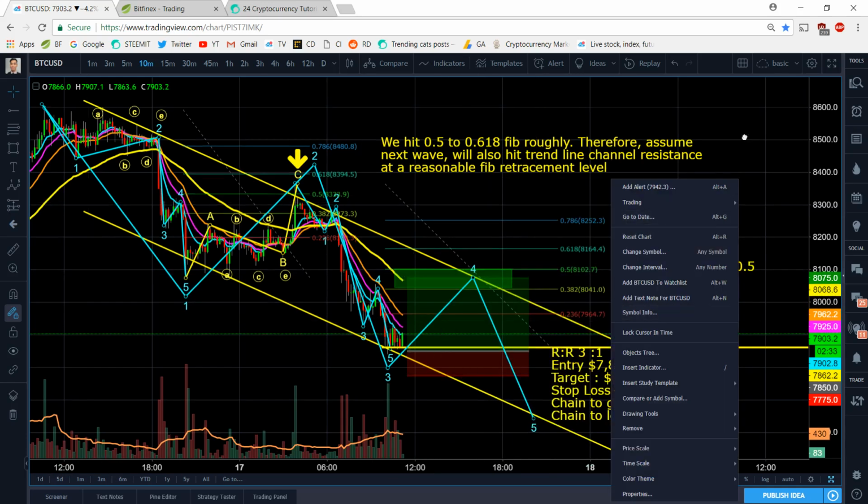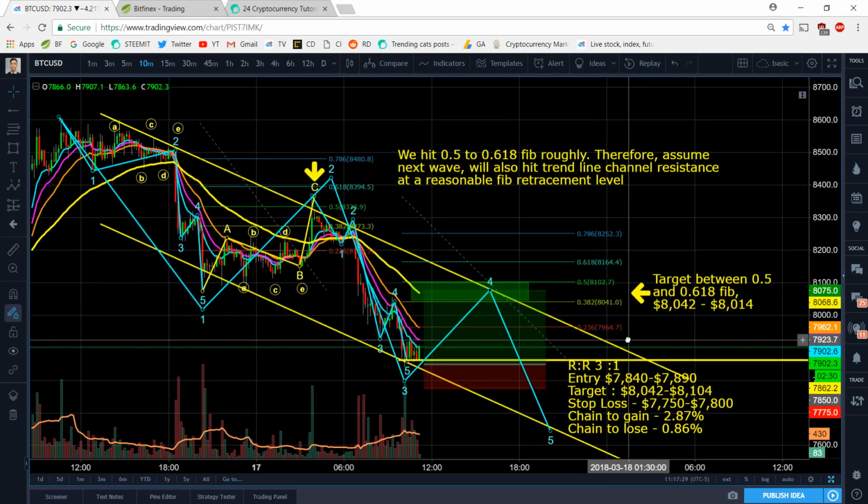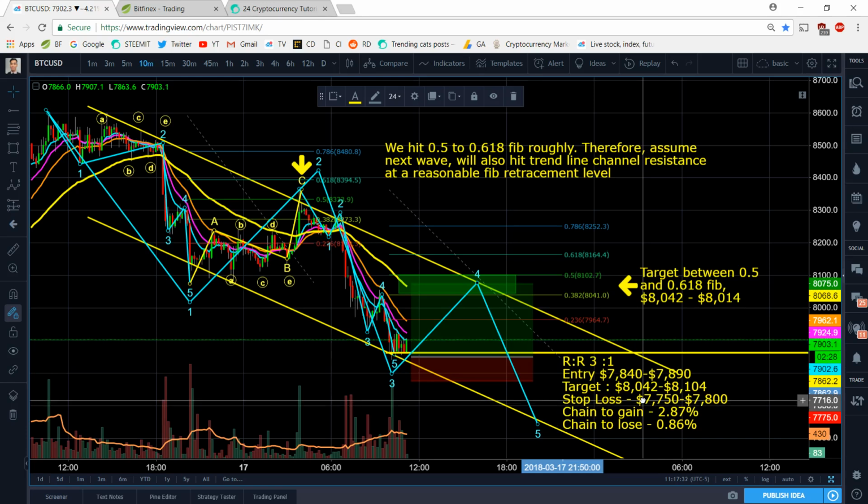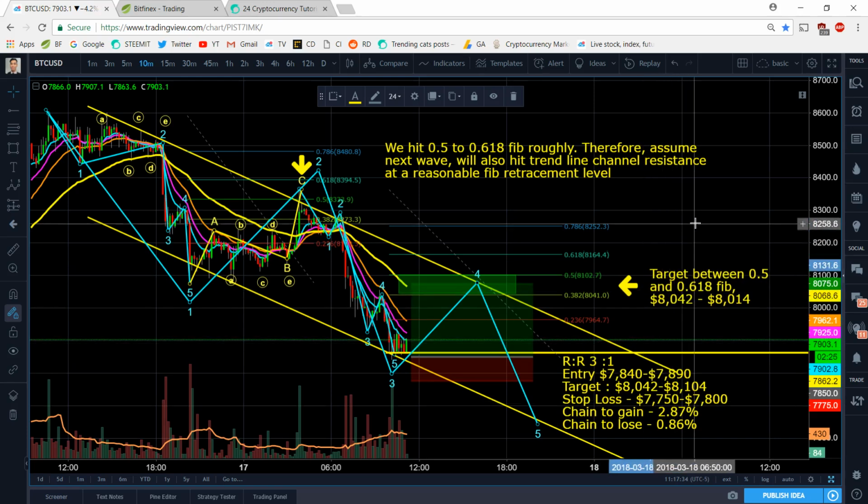So good luck if you decide to take this trade setup. Your opportunity is definitely coming up, it's ending very soon. So you guys have to figure that out, okay?